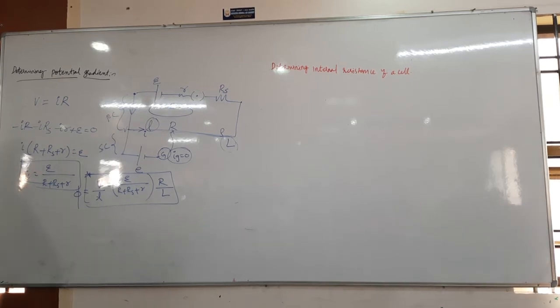Capital L is the total length of the potentiometer wire. Capital R is the resistance of the wire. You know. Then RS is series resistance, series resistance or rheostat.